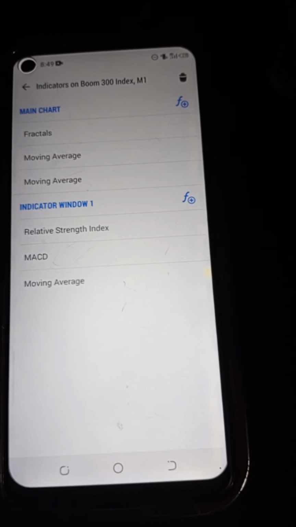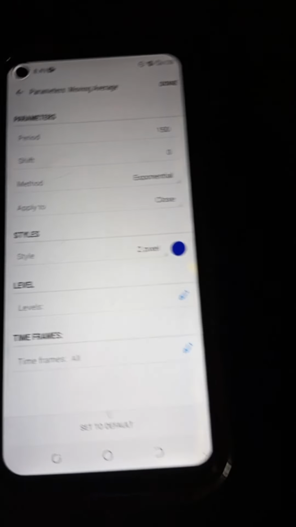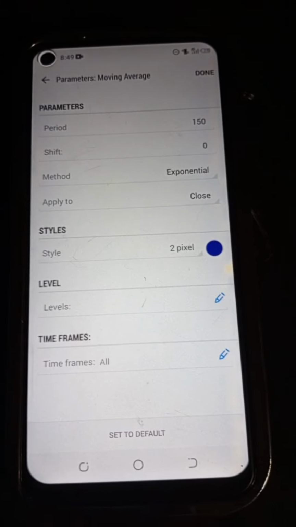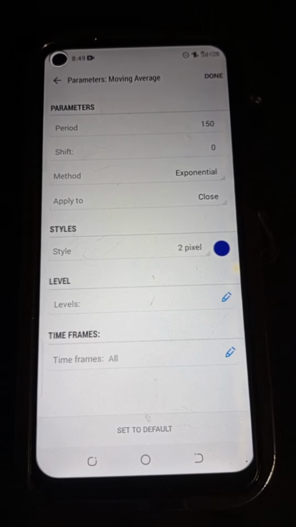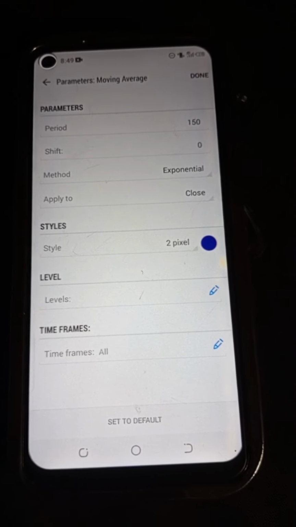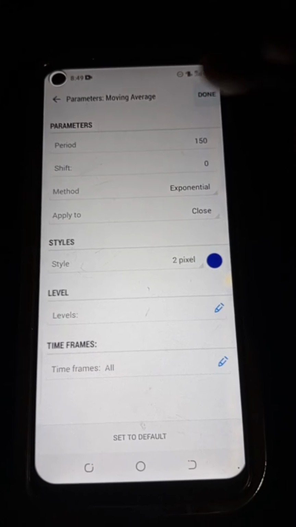You click it. You move next to the moving average. See, our next moving average here is period 150. Shift 0 exponential, apply to close, style 2 pixel, then any color of your choice, guys. You come again, you click your done.